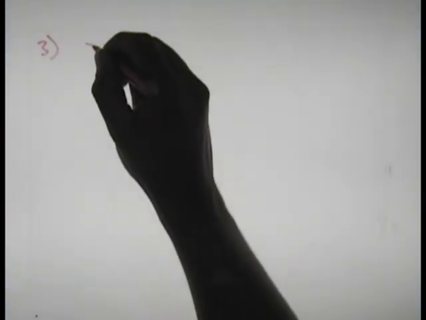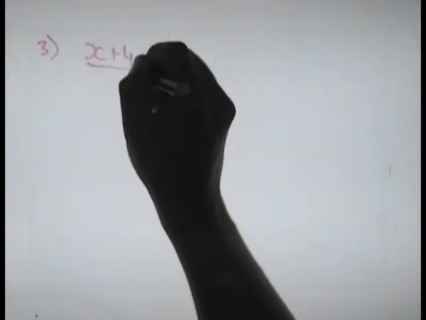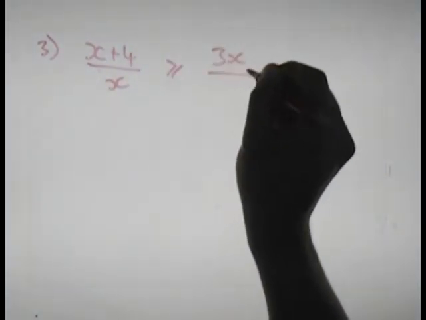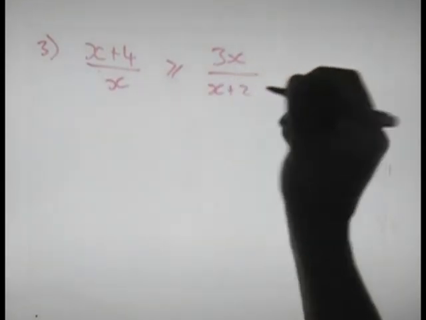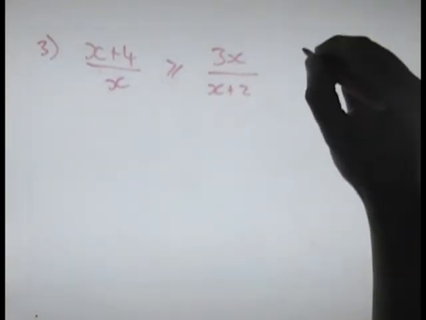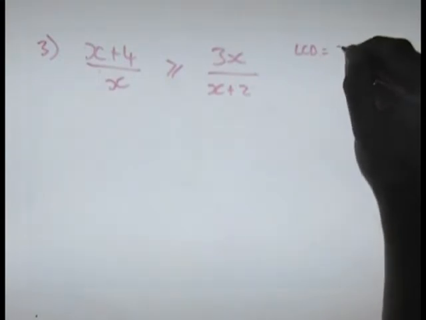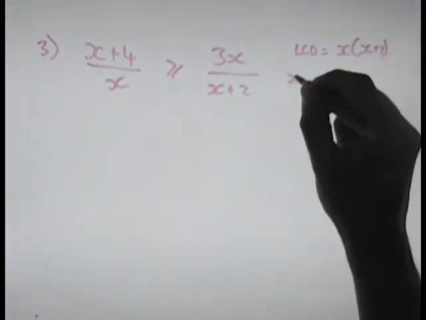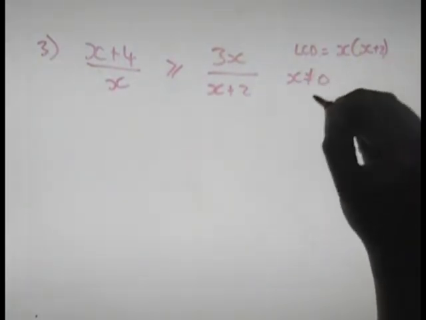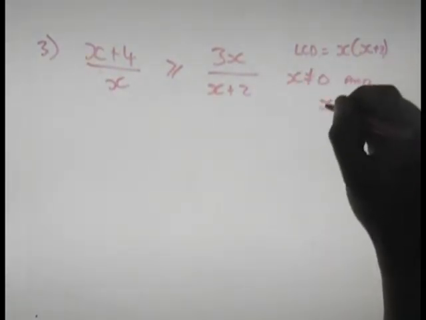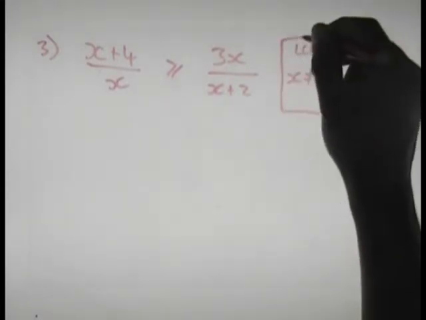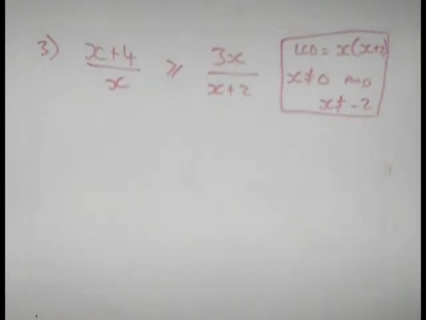Number 3 reads (x + 4) divided by x is greater than or equal to 3x over (x + 2). Now our LCD in this case is x multiplied by (x + 2), which means that x cannot equal 0 and x cannot equal negative 2. Keep that in mind. This is extremely important, especially with inequalities.